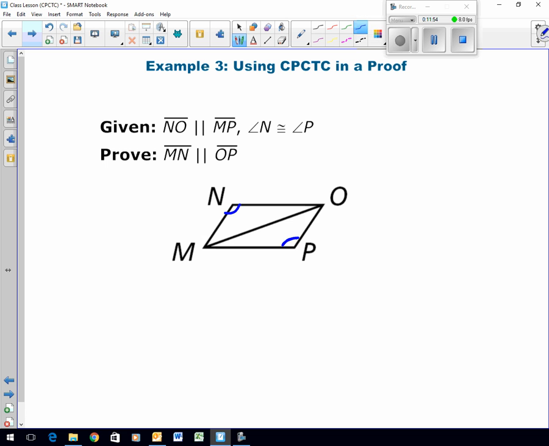If NO is parallel to MP, and if angle N is congruent to angle P, now check this out. I'll lay this on you. I've got parallel lines that are cut by another line. What does that mean about this angle and this angle? They're congruent. What theorem?